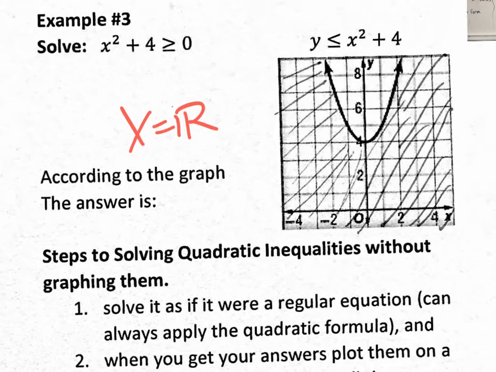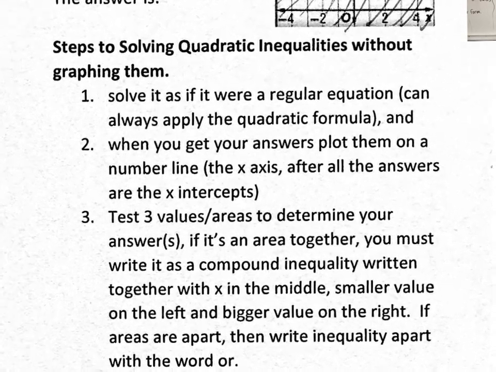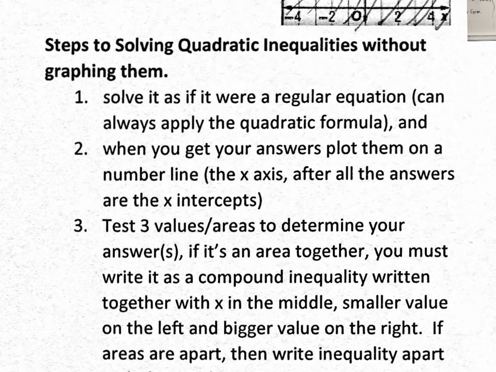All right. So there are some steps to stating your answers without actually graphing. But I honestly think if you understand the graphing, it's best to just take your prior knowledge that you already have with regards to the quadratic equation, decide if the parabola opens up or down based on the a, and sketch the graph. It doesn't have to be a perfect graph. You sketch the graph. That way you could state whether your answer's together as a compound inequality with x in the middle, or apart with the word or in between it. So we will be doing step 1 and step 2.